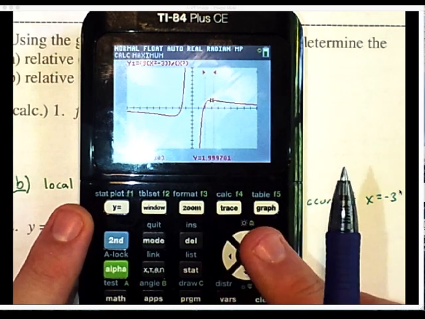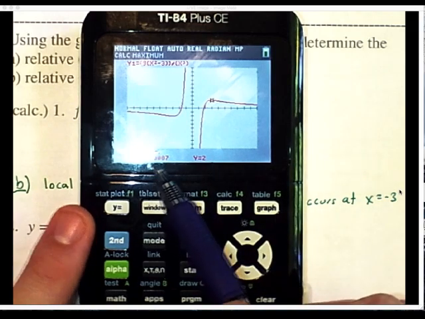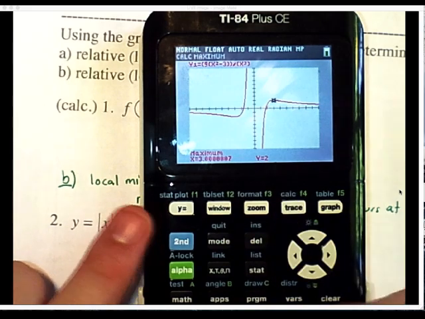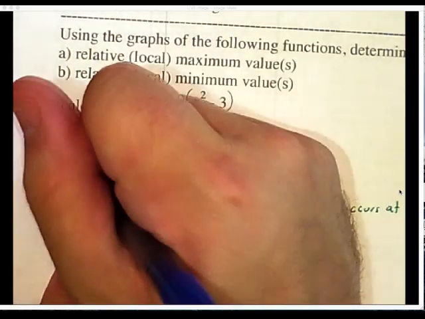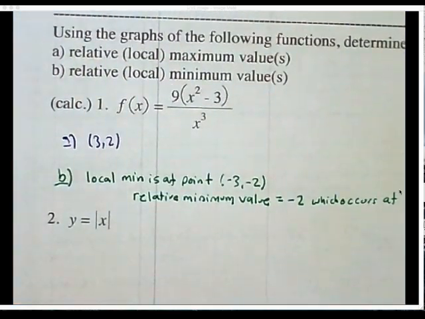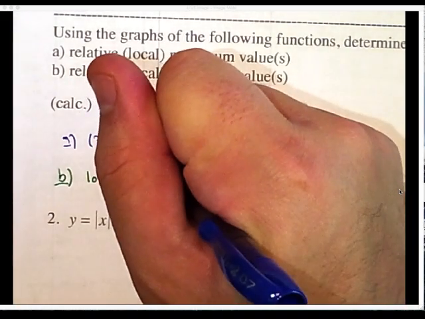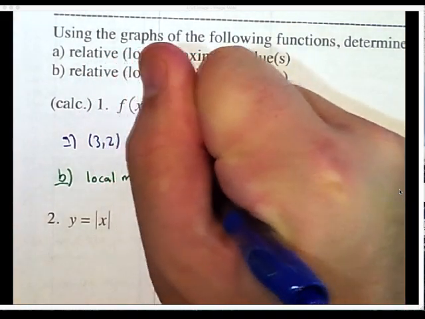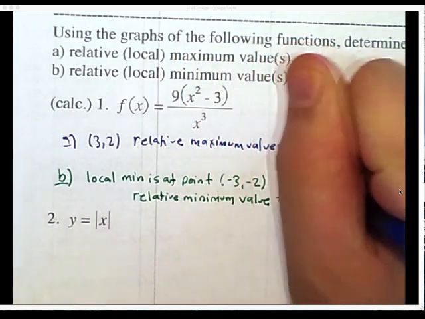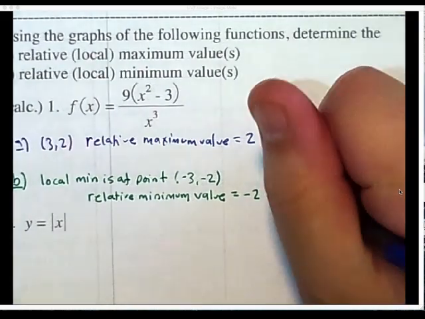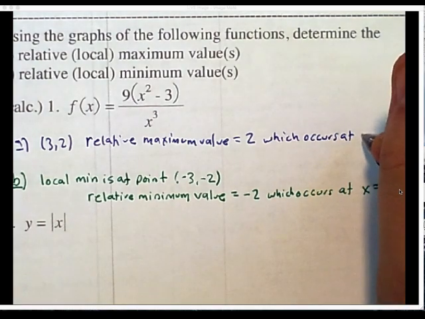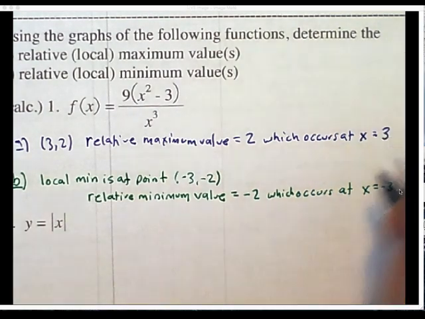So I think that's probably where the maximum is. And if you notice the maximum here, it tells me that occurs at 3, 2. Okay. So the point 3.2 is where the max is. So the relative maximum value is 2, which occurs at an x value of 3.